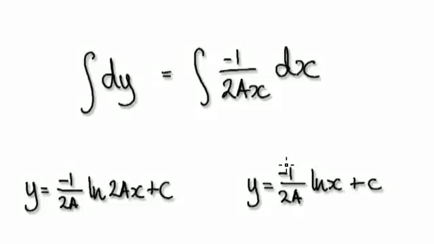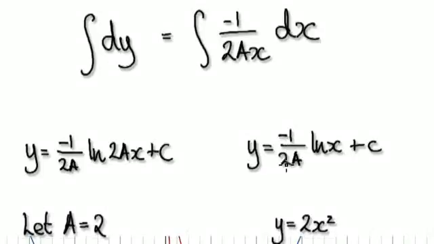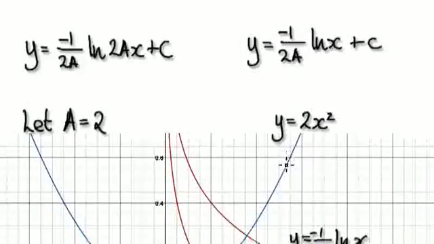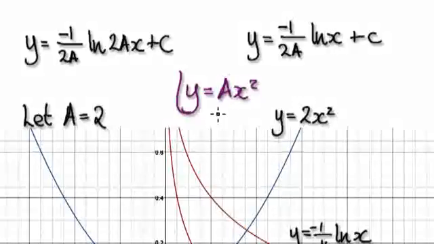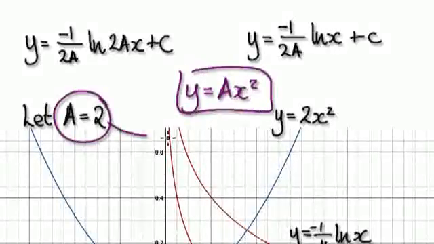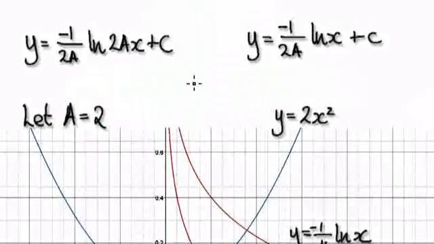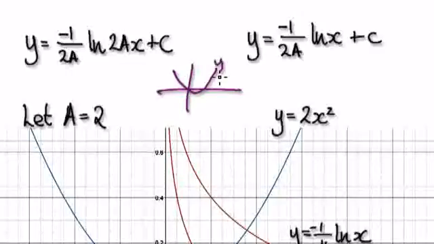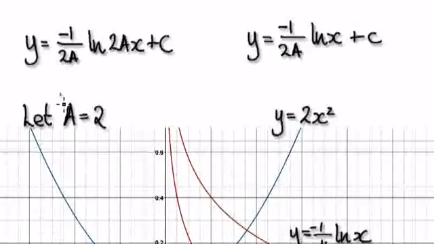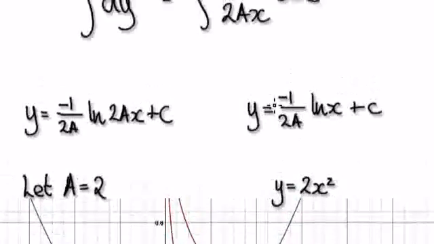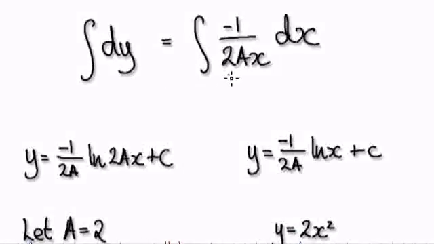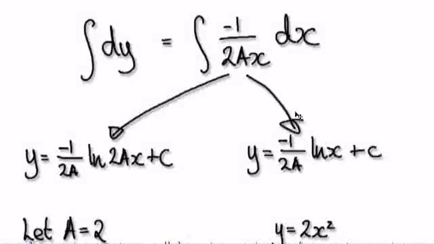Okay, so you can see that here. So remember, we are trying to investigate this whole family here. So let a equals 2. So let's just consider the case when you've got y equals 2x squared. Let's just consider a particular case where a equals 2. Okay, so looking at this here, if you find the antiderivative, this is one way of doing it. This here is another way of doing it.